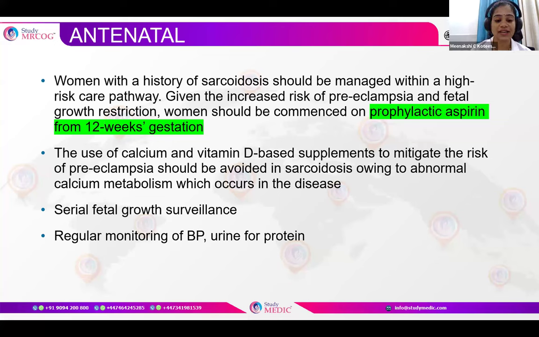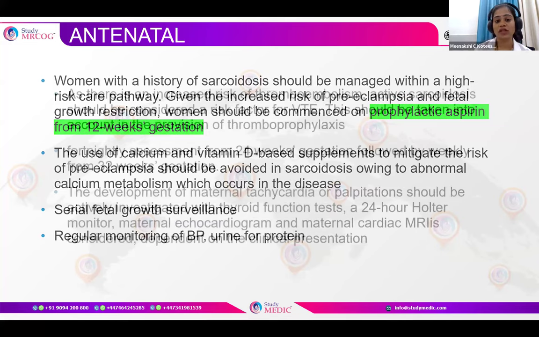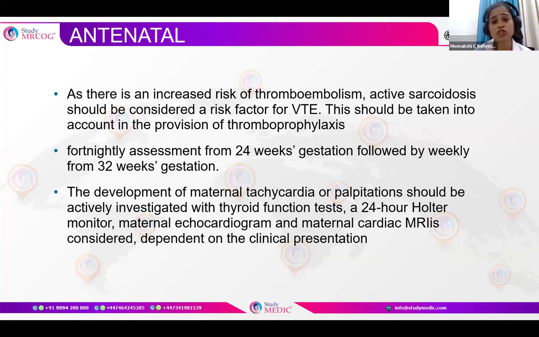Serial fetal growth surveillance needs to be done, and regular monitoring of the blood pressure as well as the urine for protein is also recommended. Just as discussed, there is an increased risk of venous thromboembolism. Active sarcoidosis is considered one of the risk factors for venous thromboembolism. So we do a fortnightly assessment from 24 weeks onwards, followed by a weekly assessment from 32 weeks onwards.